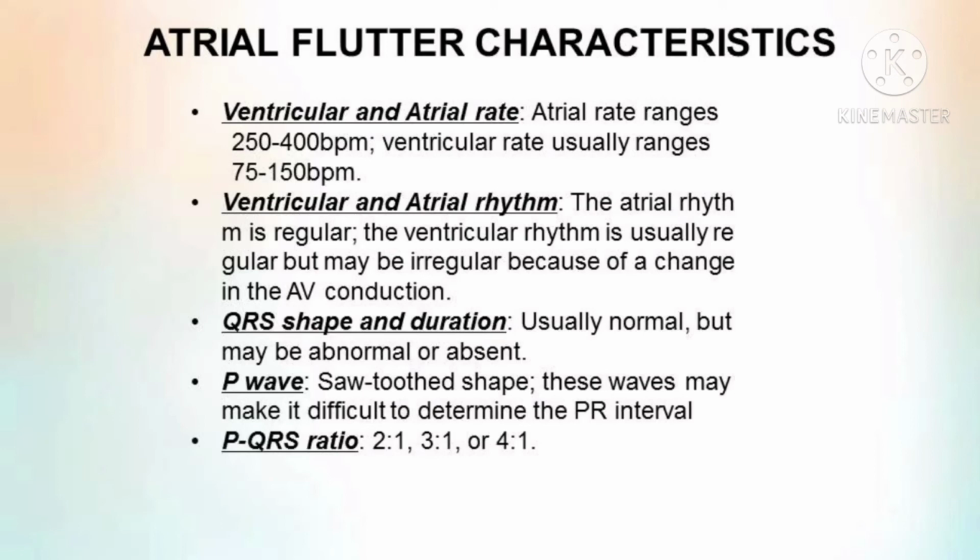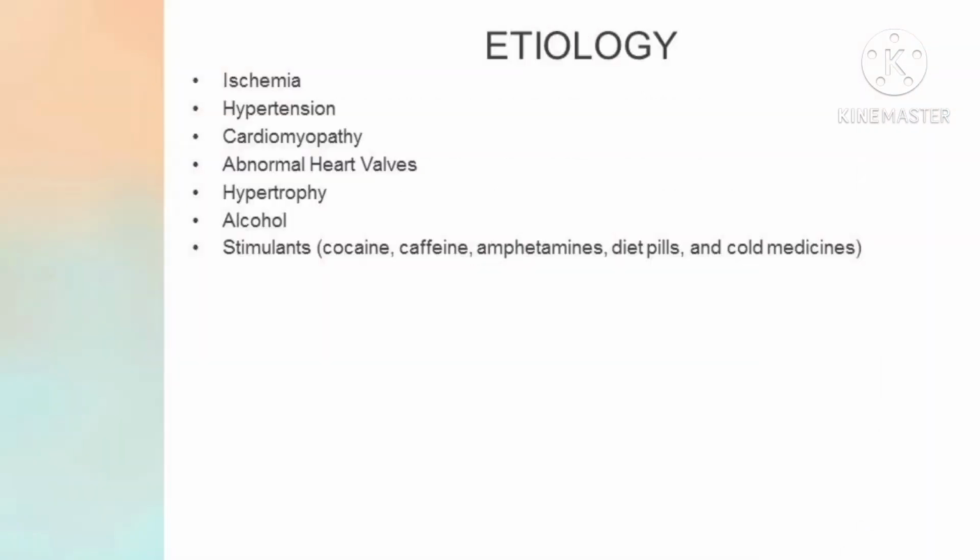PR interval shape and duration. Usually normal but may be abnormal or absent. P wave, sawtooth shape. These waves may make it difficult to determine the PR interval. P to QRS ratio, 2:1, 3:1, or 4:1.